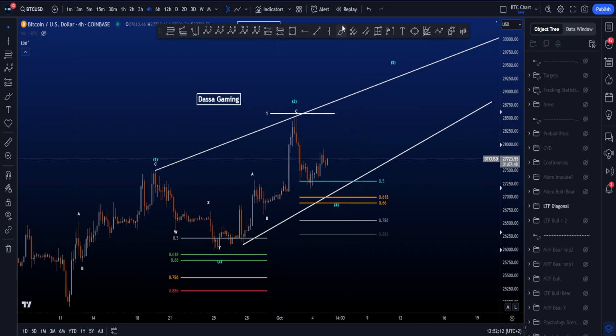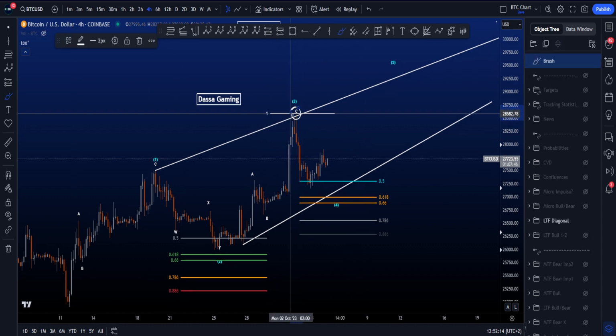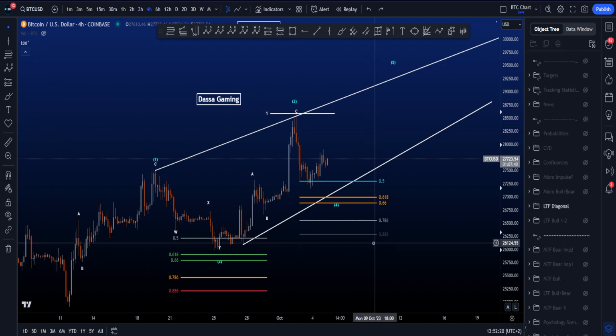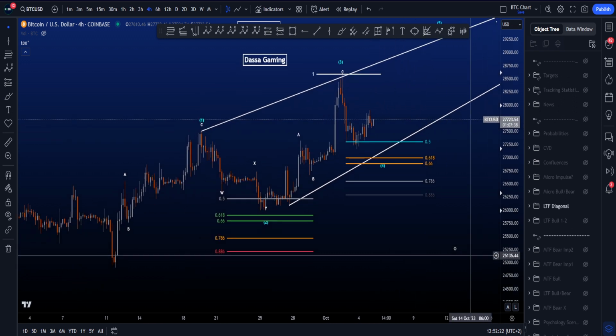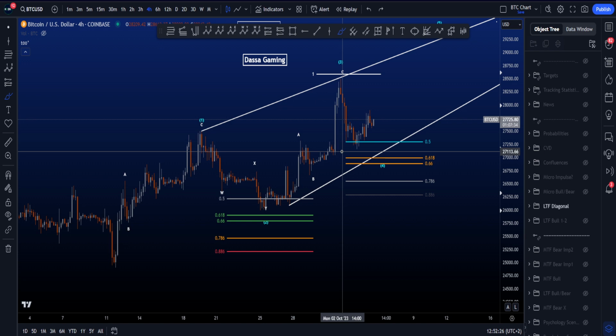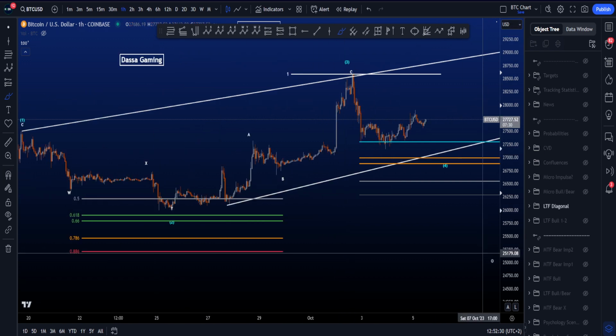So that is important, but then again, it just hit it, it just wicked into it. Can it get away with it? Well, it's at least a scenario we can keep in mind. But if we look inside of this wave 3, in an ABC, we want to see zigzags. So let's go to the 1 hour.